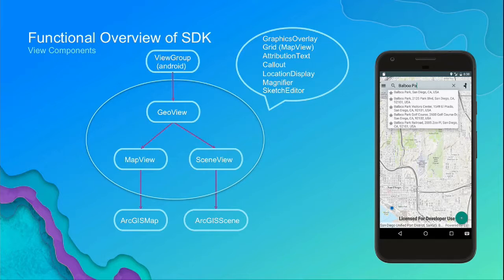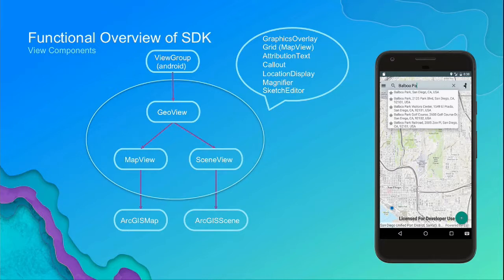Along with the MapView, we have a lot of other view components that are present in our SDK. For example, the graphics overlay, the graphics that you see, or the grid that you see behind the MapView, or the attribution text that you see at the bottom of the app, or a callout, or if you want to show a location display or a magnifier, or if you're doing any sketch editing. These are all the view components that you can actually see, and they are very closely associated with the MapView in the SDK if you want to work with any of those components.